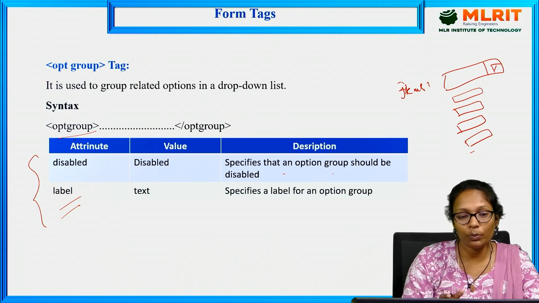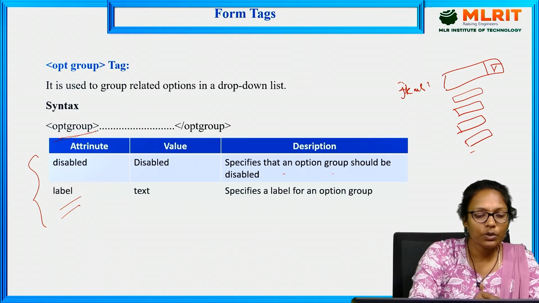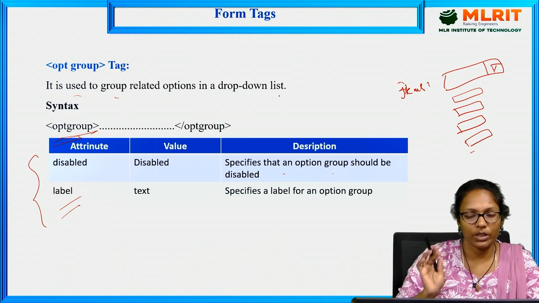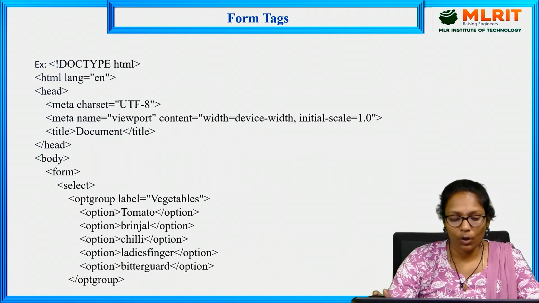That option group name you can give using the label tag. So here the basic use of option group is to group related options in the drop down list, as we discussed earlier. So this is an example for option group.